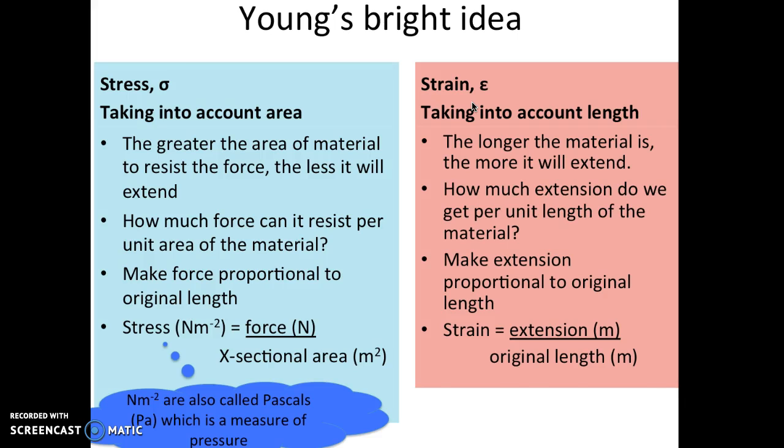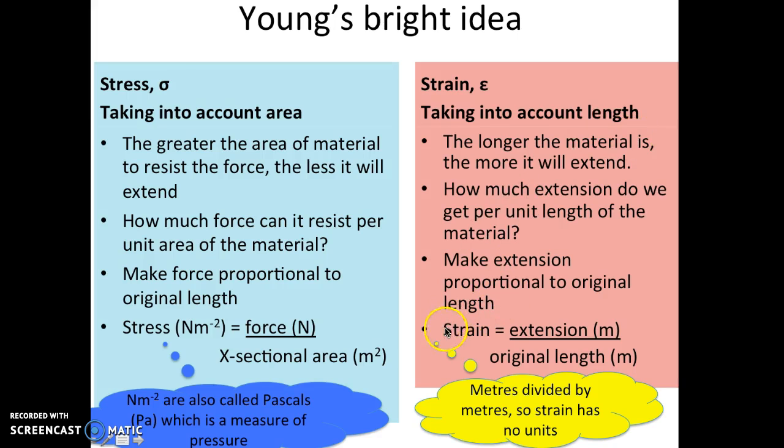Another note on units here: strain actually is a unitless property. That's because we're dividing metres by metres. Occasionally you will see this times by 100 and strain given as a percentage, but in terms of SI units, strain is given as a unitless property.